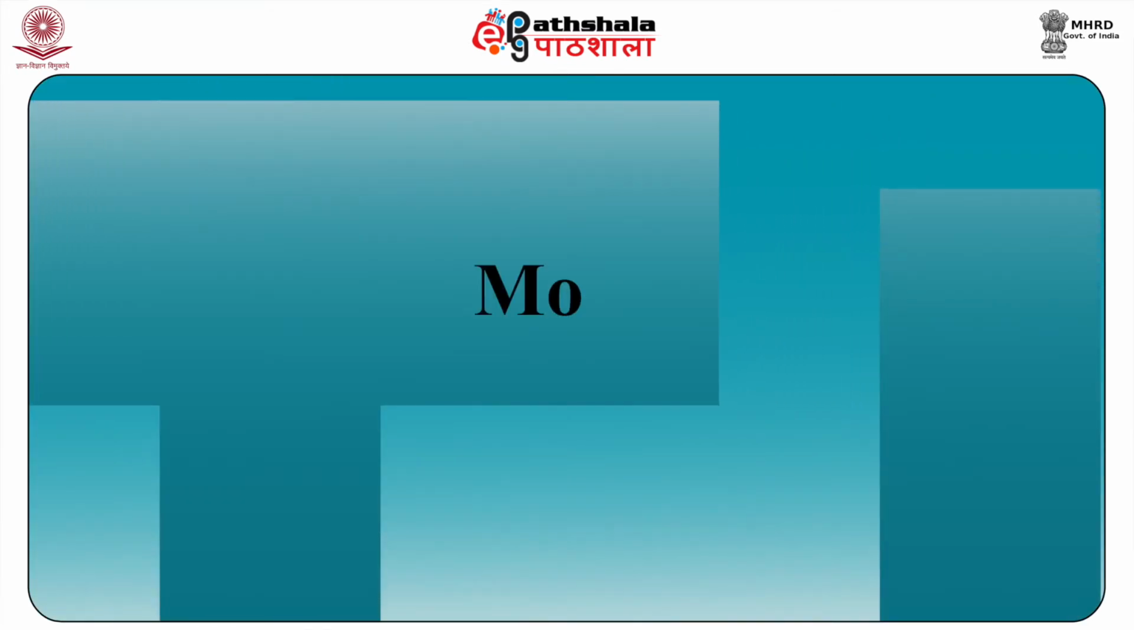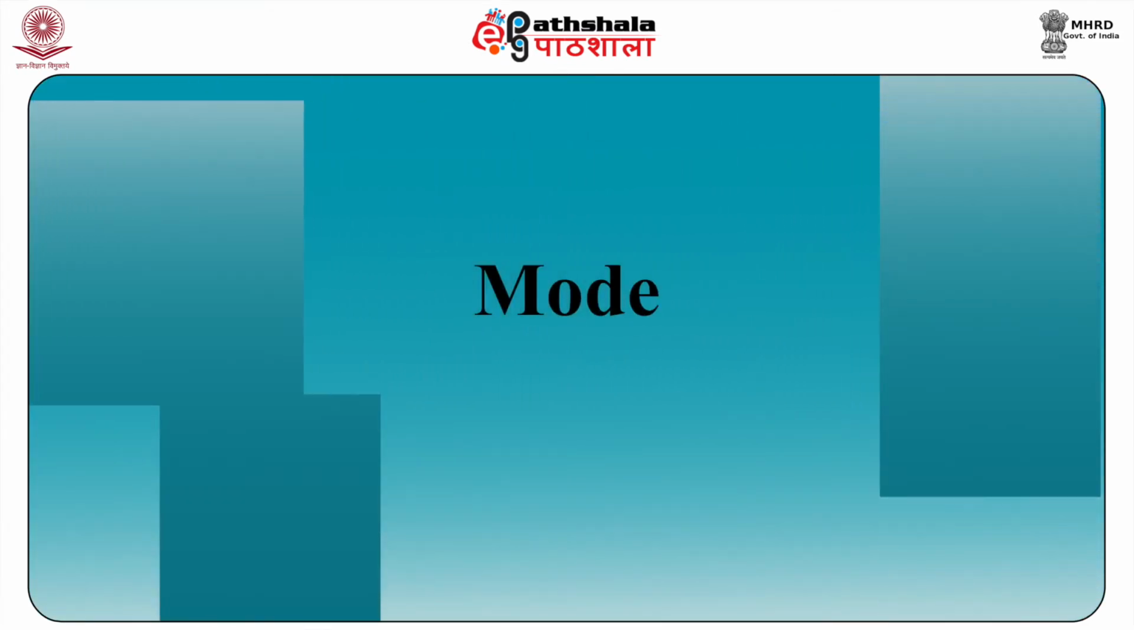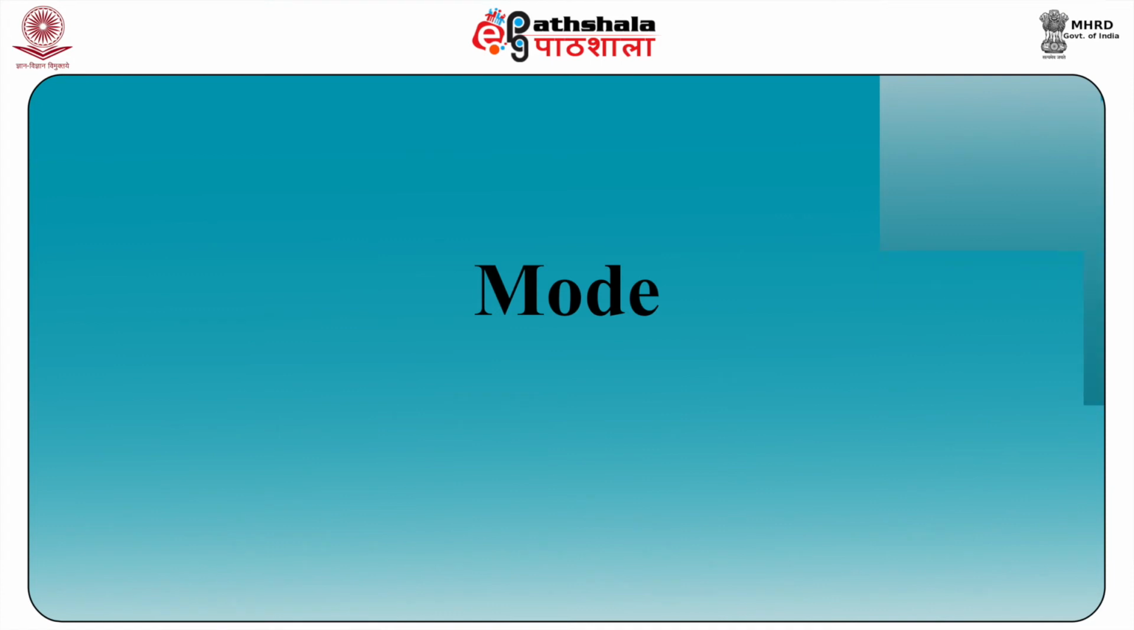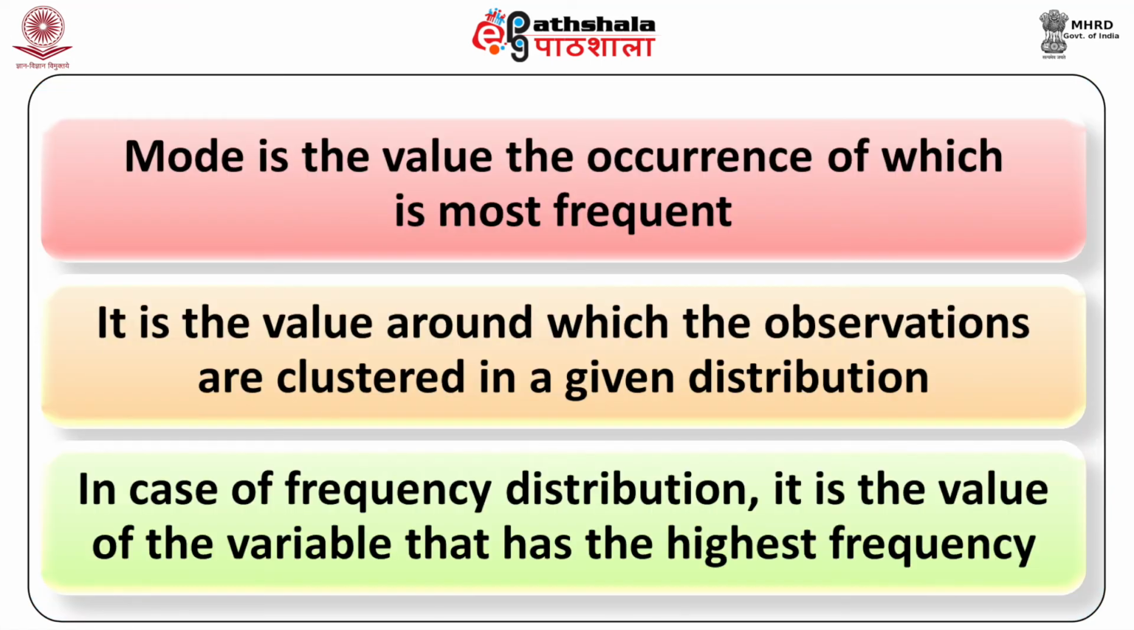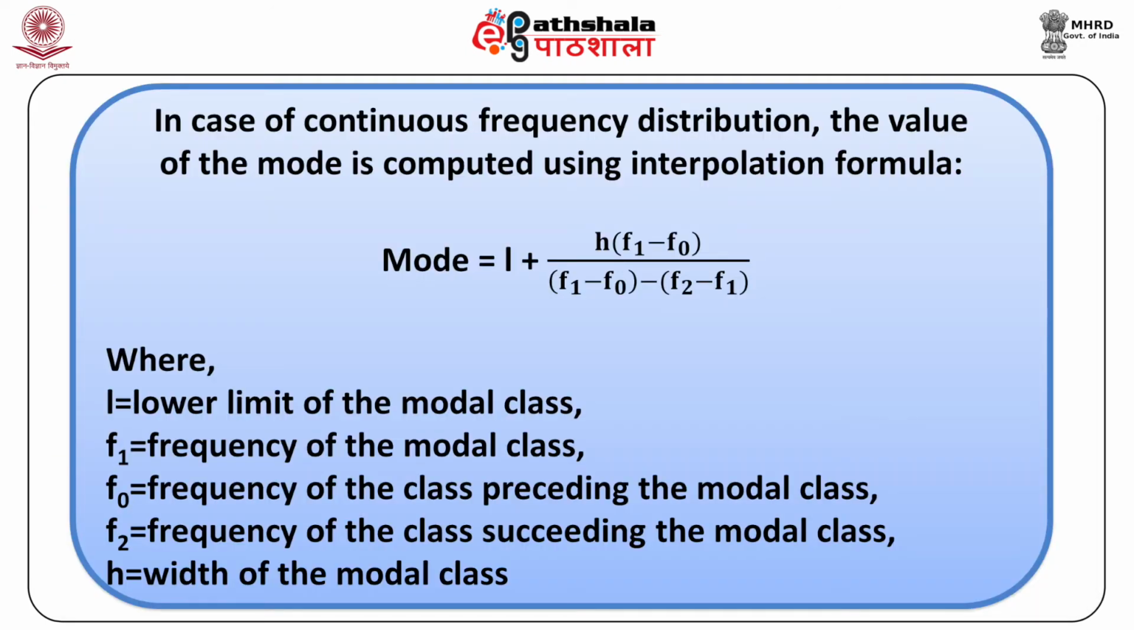With this, now let us move to the third central tendency measurement, that is mode. Mode is the value the occurrence of which is more frequent. It is the value around which the observations are clustered in a given distribution. In case of frequency distribution, it is the value of the variable that has the highest frequency. In case of continuous frequency distribution, the value of the mode is computed using the following interpolation formula.